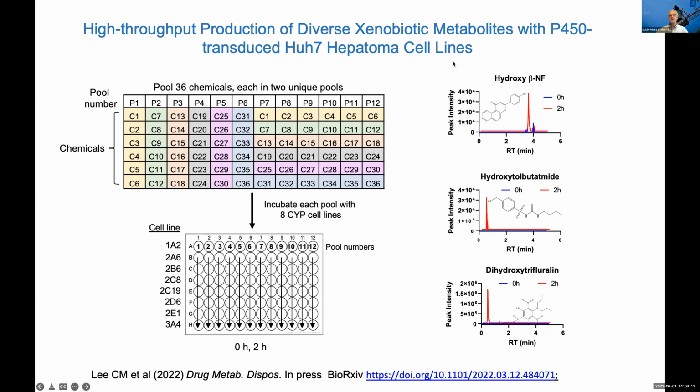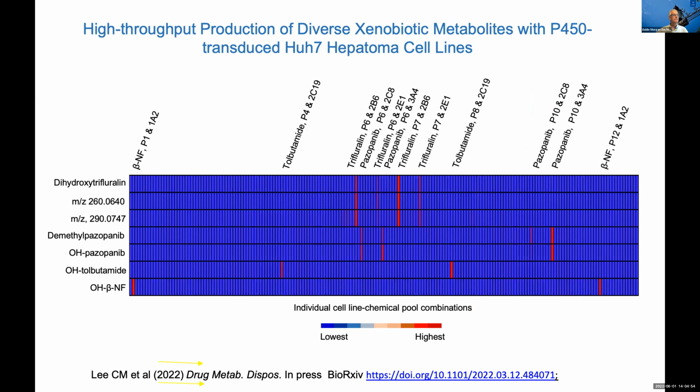On the right here are just some extracted traces from a couple of the prototypic compounds that we again included in this study. So you see hydroxy beta-naphthaflavone from CYP1A2 and hydroxytolbutamide from CYP2C19. And you see these are only 2-hour incubations with the cells. And interestingly, something I'm going to focus on in the next slide is the metabolite dihydroxytrifluralin from the pesticide trifluralin, which is a pretty ubiquitous pesticide whose human metabolism hasn't really been characterized till now.